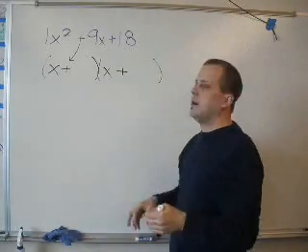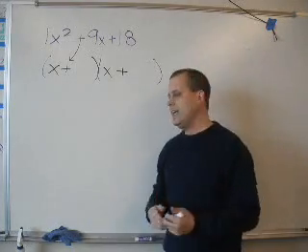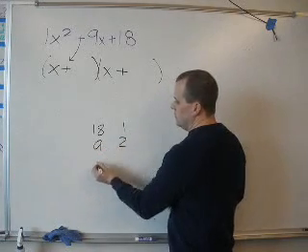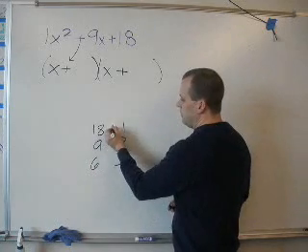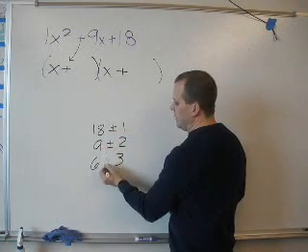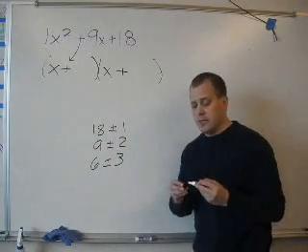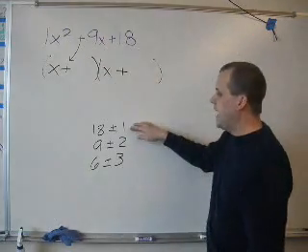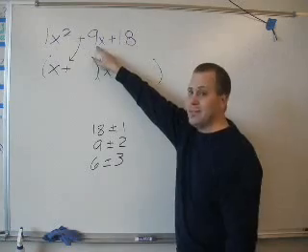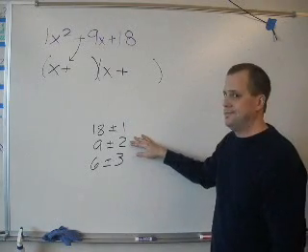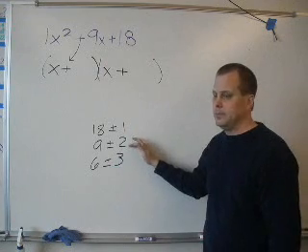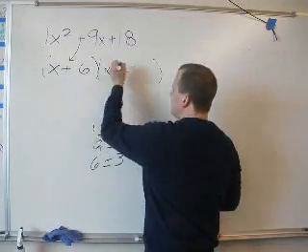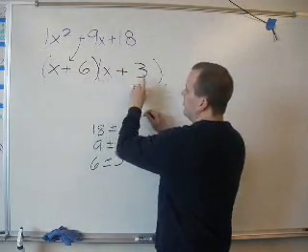Now, I'm going to go through my list of numbers and say to myself, what makes 18? What two numbers can I multiply to make 18? 18 and 1, 9 and 2, 6 and 3. Now, I'm going to put in that funny looking sign, that plus minus, and go through my choices. 18 plus 1. Does it equal 9? No. 18 minus 1. Does it equal 9? No. 9 plus 2? No. 9 minus 2? No. 6 plus 3? 6 plus 3 works.